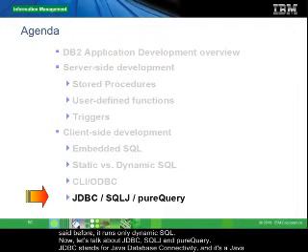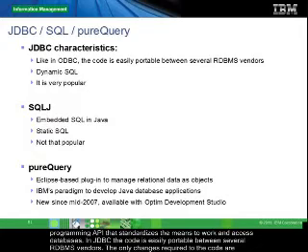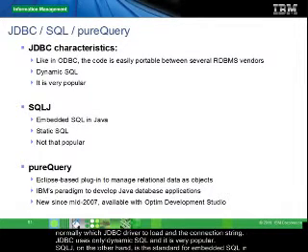Now let's talk about JDBC, SQLJ and pureQuery. JDBC stands for Java Database Connectivity, and it's a Java programming API that standardizes the means to work and access databases. In JDBC, the code is easily portable between several RDBMS vendors. The only changes required to the code are normally which JDBC driver to load, and the connection string. JDBC uses only dynamic SQL and it is very popular.